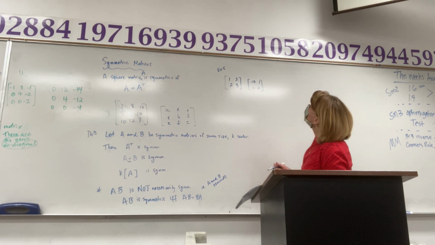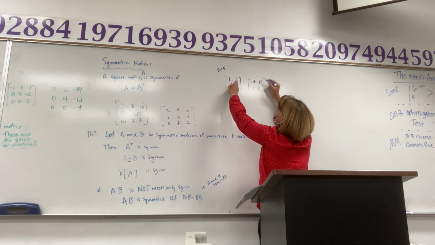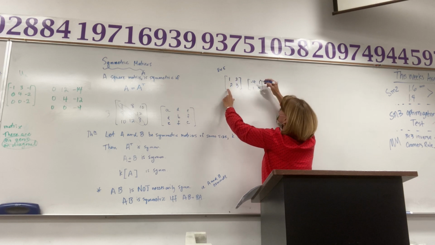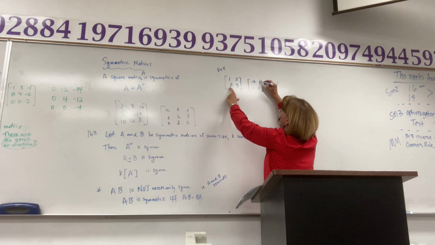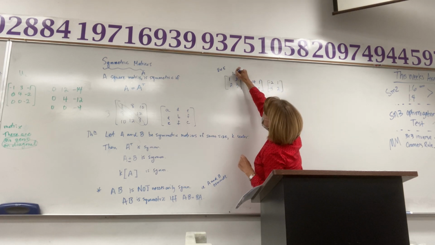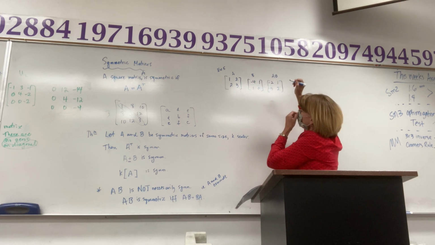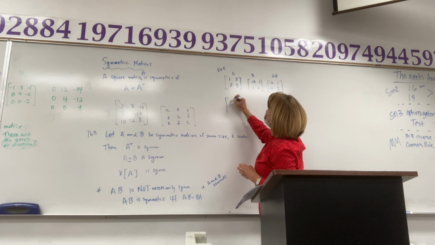Let's multiply them together, and we get -4 and 2 is -2, 1 and 0 is 1, -8 and 3 is -5, and 2 and 0 is 2. So this is the product. If this is A and this is B, this is AB.